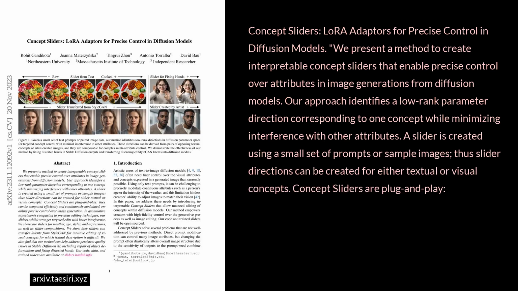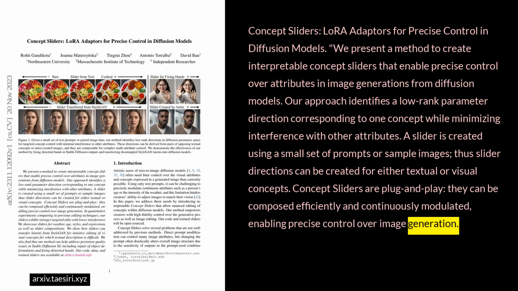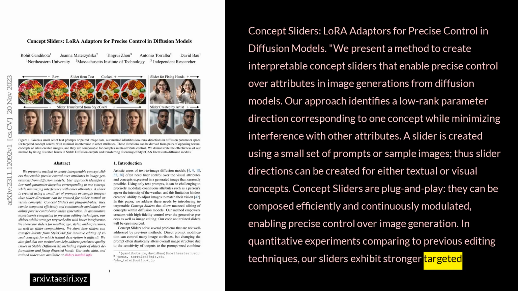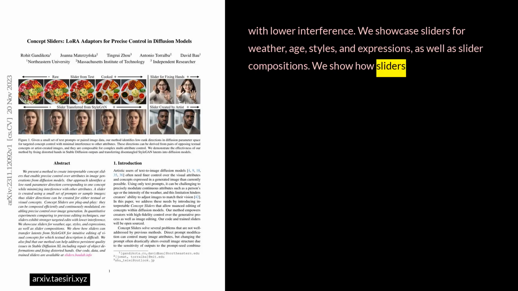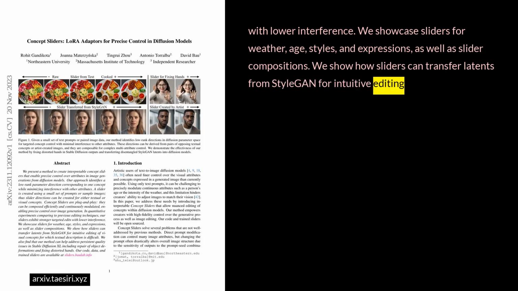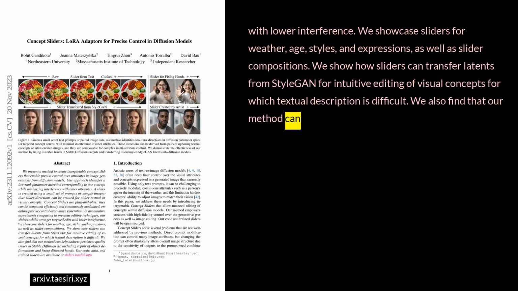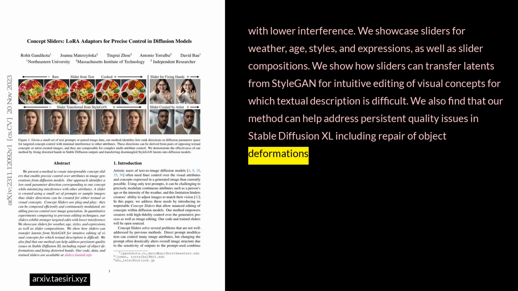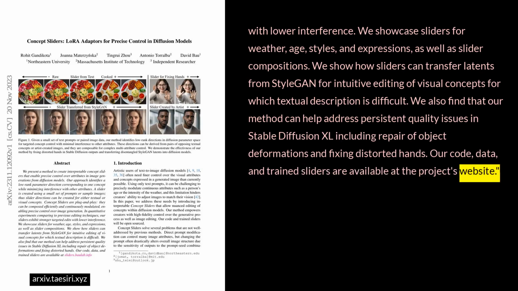Concept sliders are plug-and-play. They can be composed efficiently and continuously modulated, enabling precise control over image generation. In quantitative experiments comparing to previous editing techniques, our sliders exhibit stronger targeted edits with lower interference. We showcase sliders for weather, age, styles, and expressions, as well as slider compositions. We show how sliders can transfer latents from StyleGAN for intuitive editing of visual concepts for which textual description is difficult. We also find that our method can help address persistent quality issues in Stable Diffusion XL, including repair of object deformations and fixing distorted hands. Our code, data, and trained sliders are available at the project's website.